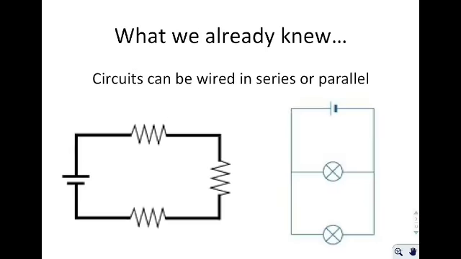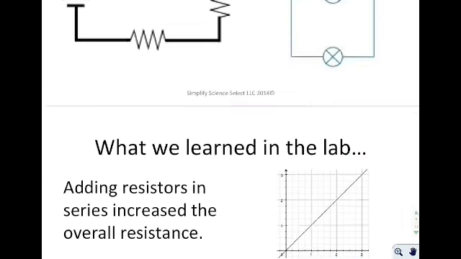So, what we already know. We already know that circuits can be wired in series. We already know that circuits can be wired in parallel. We've covered that several times throughout this circuits lesson. We've wired them. We've actually done them in the lab. So we already know that.